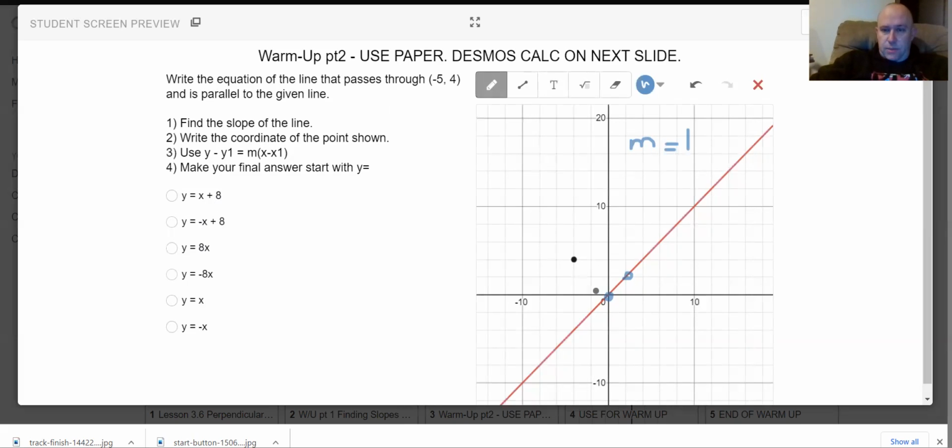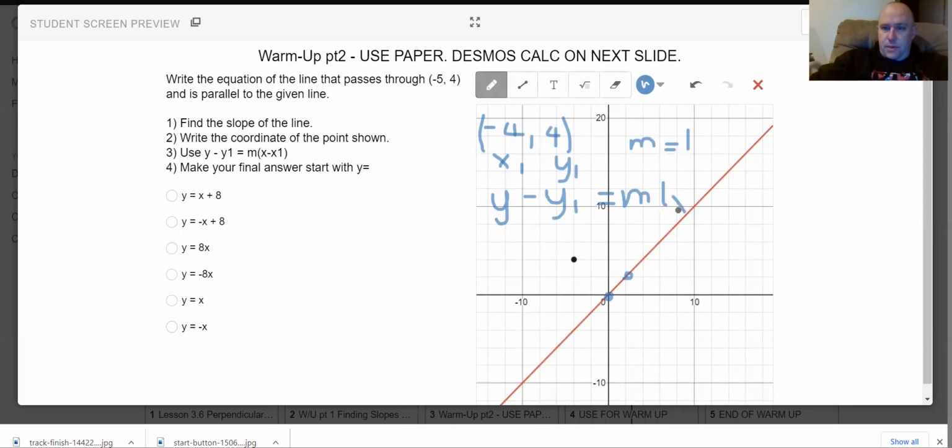And the coordinate for this one, notice the scale here. It's not goes in ones, it actually goes in twos. So this is -2, this is -4. And actually the other value is +4. So this would be my x1, y1, and then you can use that point slope formula. y minus y1 equals m(x minus x1).